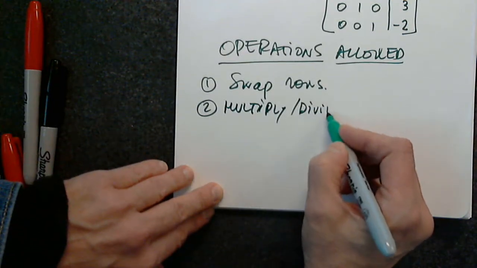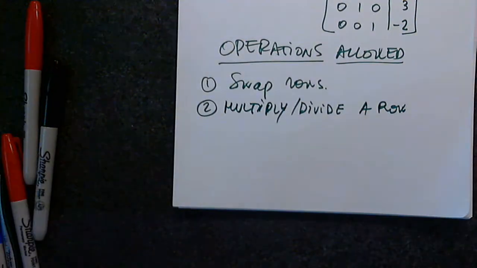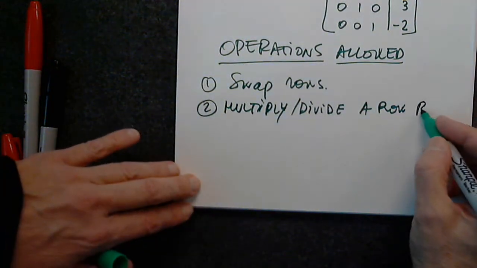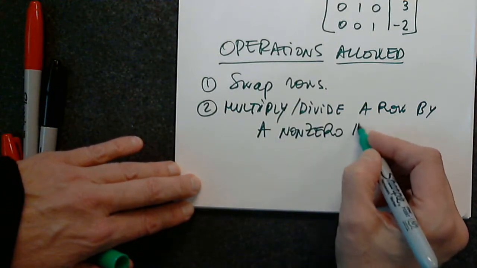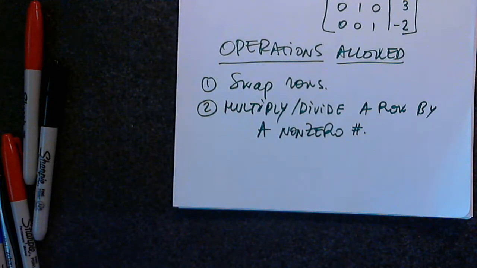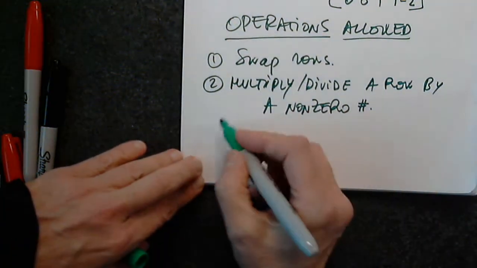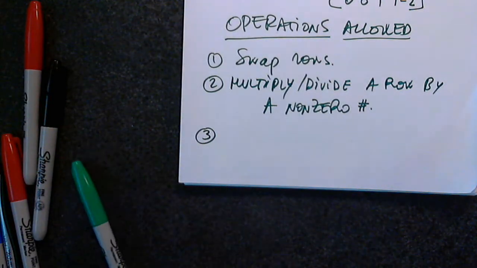Or divide a row, but we know that a row is an equation, by a non-zero number. Allowed. And the last operation, I have to refresh your memory on something, and then we'll write the operation.